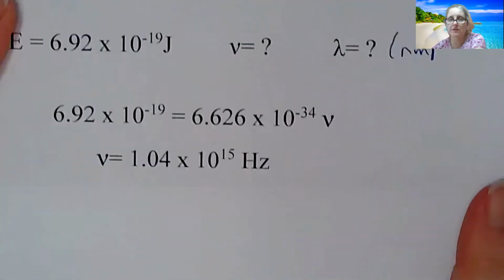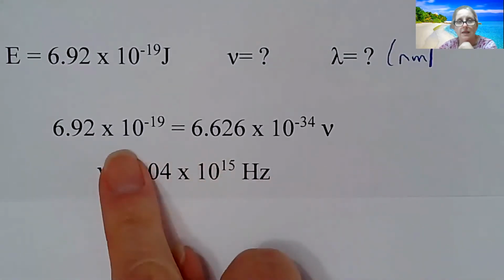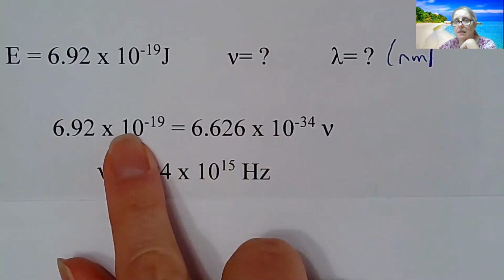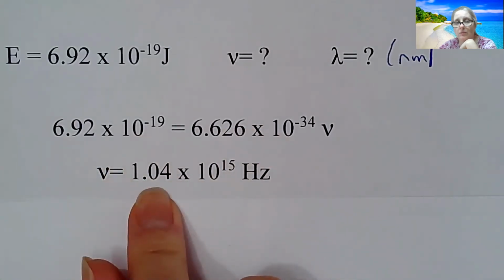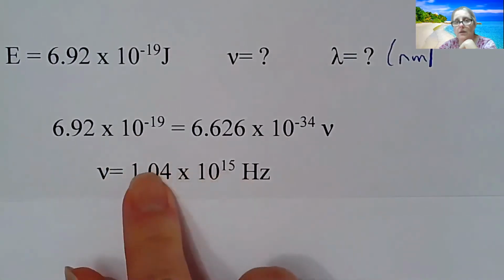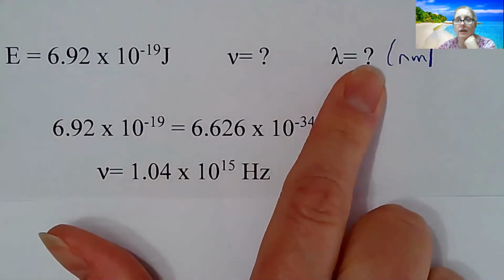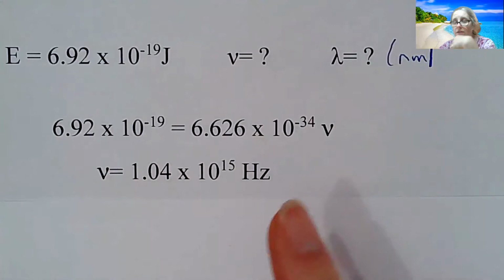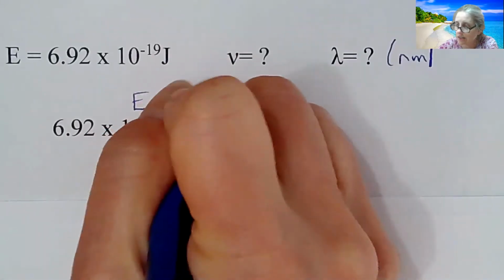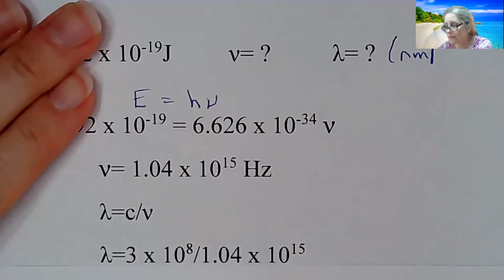All right, so first step is to find my frequency. So I'm going to take my 6.92 times 10 to the 19th and divide Planck's constant into it to get my frequency. So I get 1.04 times 10 to the 15th hertz, okay? That's going to be how I get my frequency. But I'm not done because I have to go all the way to wavelength, and I need another equation for that, okay? Because again, this equation is energy is equal to Planck's constant times frequency. I need the second equation for this next one.